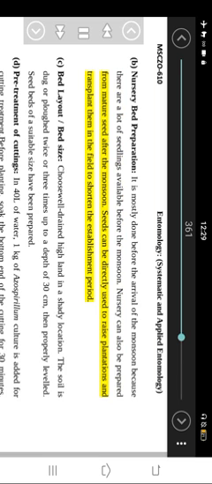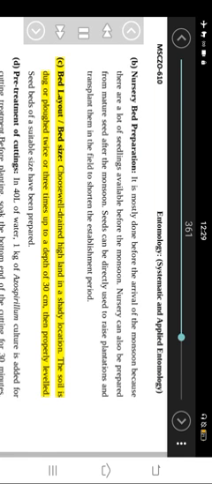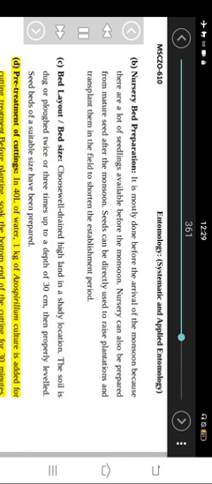Seeds can be directly used to raise plantations and transplant them in the field to shorten the establishment period. C. Bed layout, bed size. Choose well-drained high land in a shady location. The soil is dug or plowed twice or 3 times up to a depth of 30 centimeters, then properly leveled. Seed beds of a suitable size are prepared.